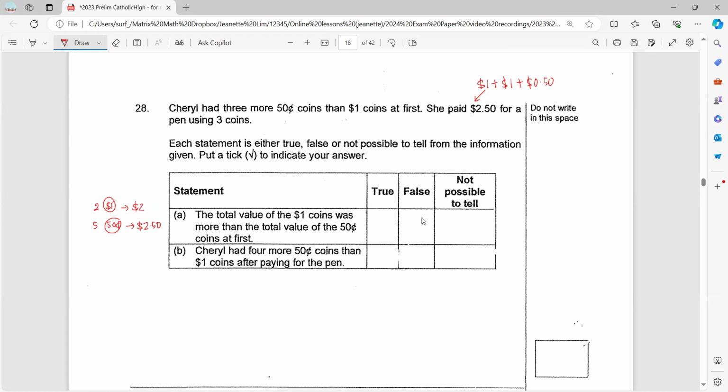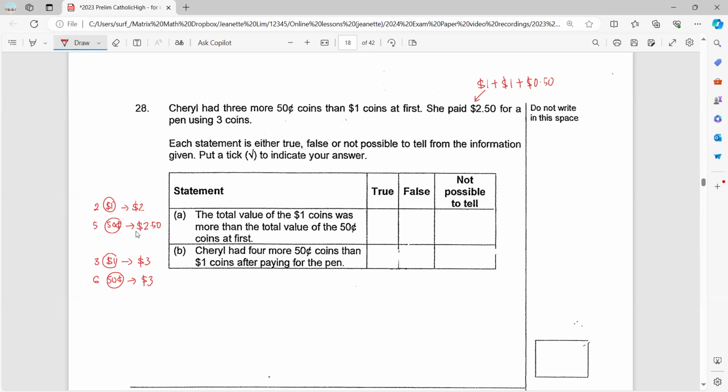But if let's say we increase the $1 coin, I'm basically trying to find scenarios where I'm proving whether it's true or false, right? So if there's one more $1 coin, I will get $3 and 3 more 50-cent coins, which means 6 50-cent coins. This will be $3. So is it true that the $1 coin is more? Also not necessarily true because they could be equal. But if you do anything more, the $1 coin's value will be greater than the 50-cent coin already.